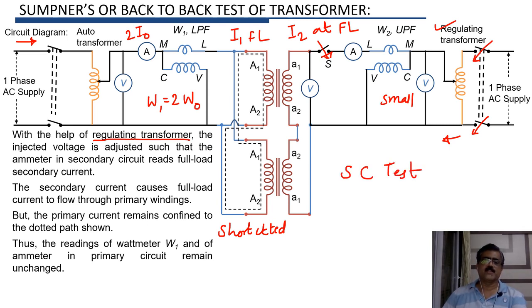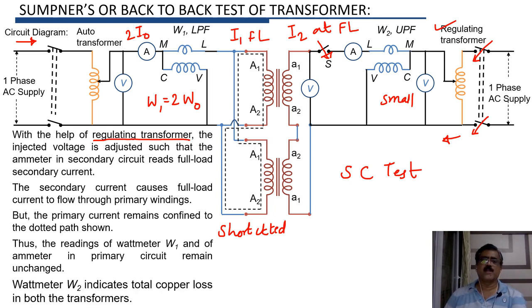In the short circuit test, one of the windings is short circuited and the other winding is connected to a small voltage such that full load current flows through the primary and secondary. And you know that in the short circuit test, the wattmeter shows the copper loss taking place in the transformer, and therefore in this case the wattmeter W2 shows the copper loss in transformer 1 as well as in transformer 2.